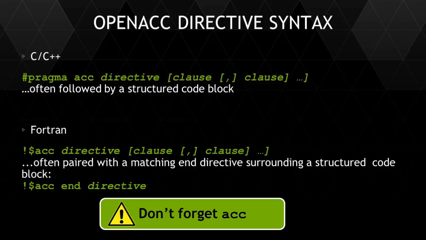In Fortran, instead of a pragma, we use a specially formatted comment. So bang $ACC. Again, that denotes that the rest of this line is an OpenACC directive. We give again the directive name and the clauses. And in Fortran, because there aren't these structured code blocks, frequently what you'll find is there's a matching end directive. One thing that is important to point out is a lot of people, when they first get started, will leave off that ACC. So they might say pragma parallel. And in fact, that ACC is very important because it tells the compiler that the rest of this line is OpenACC code, so it knows how to understand it.